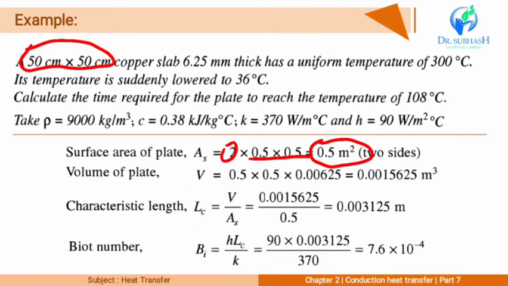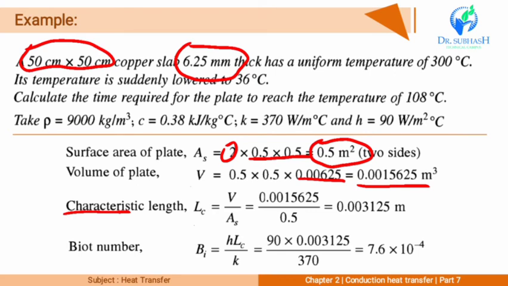Then calculate the volume of plate. V is equal to L into B into H. So that is 0.5 into 0.5 multiplied by 0.00625. Here the thickness is given 6.25 mm, convert into the meter, so we get 0.00625, and by the mathematical calculation we get the volume of 0.0015625 meter cube.